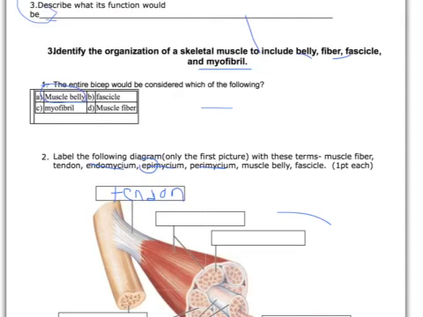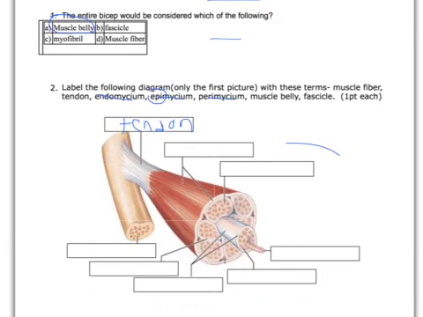Anyway, tendon. All right, I think it's actually easier to start small and maybe go big here. So we've got our smallest, which is our myofibril. And myofibrils make up a muscle fiber.